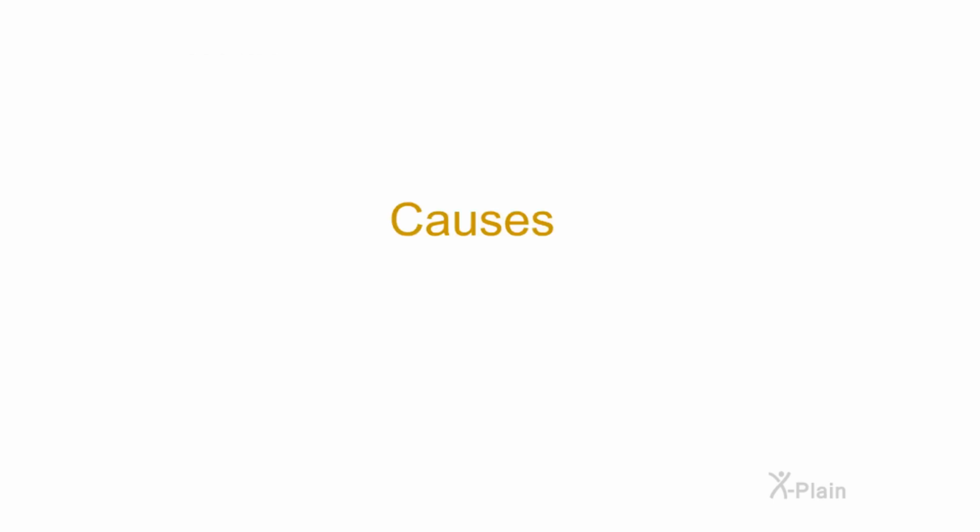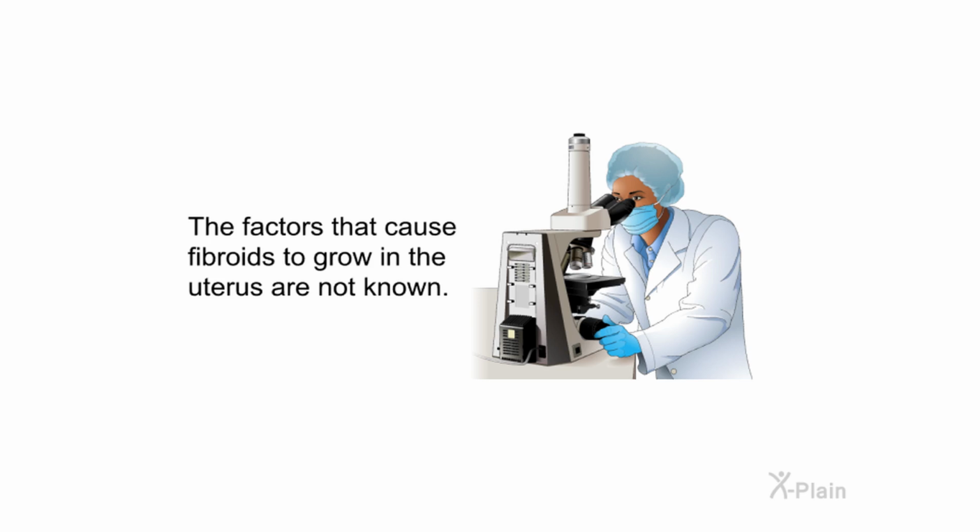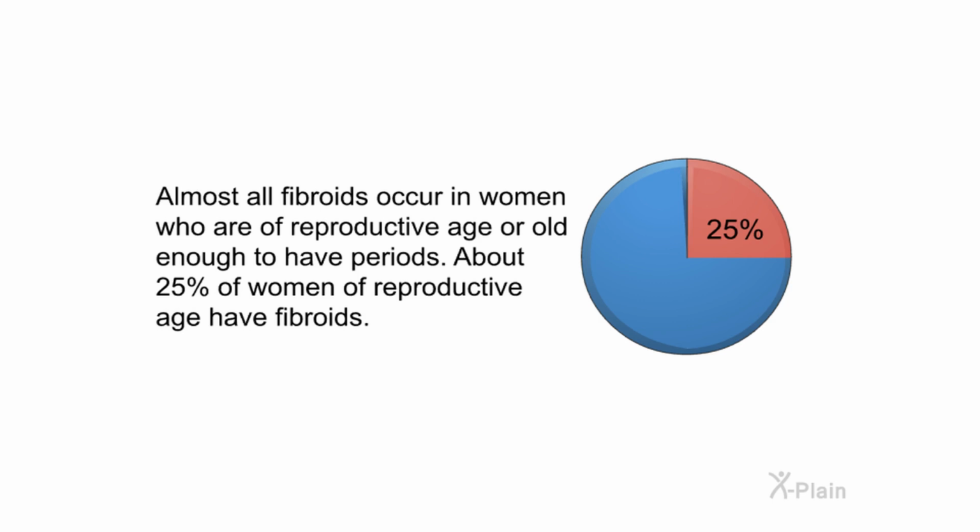Causes. The factors that cause fibroids to grow in the uterus are not known. Almost all fibroids occur in women who are of reproductive age or old enough to have periods. About 25% of women of reproductive age have fibroids.